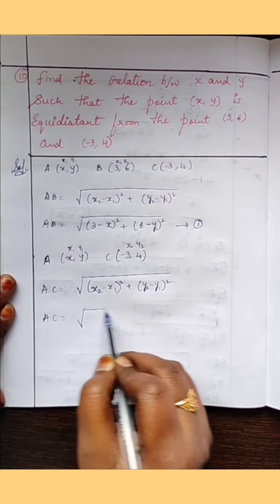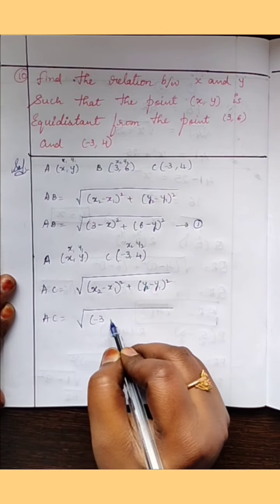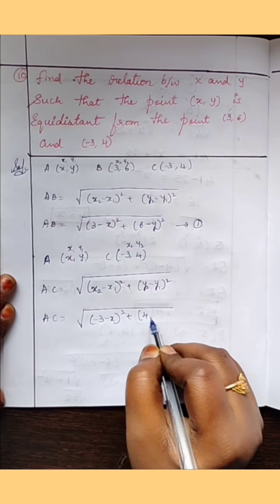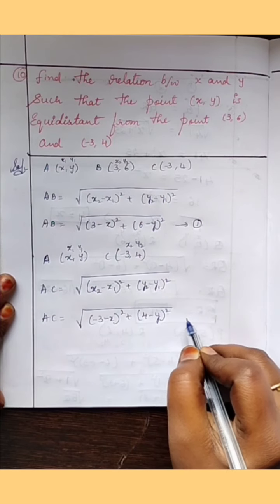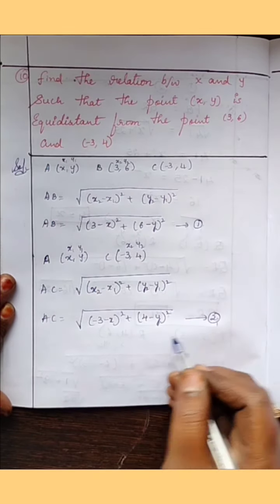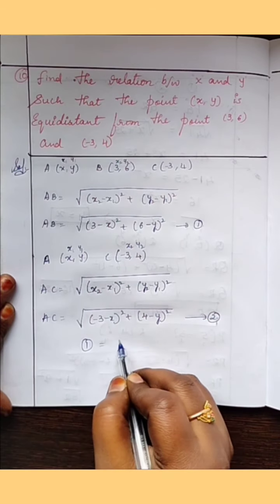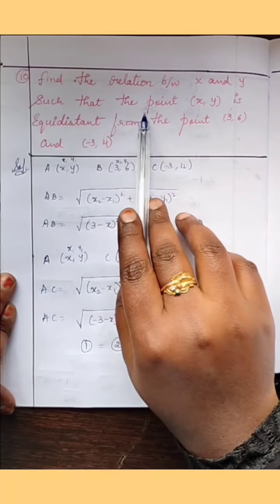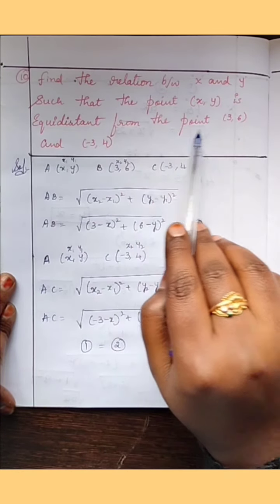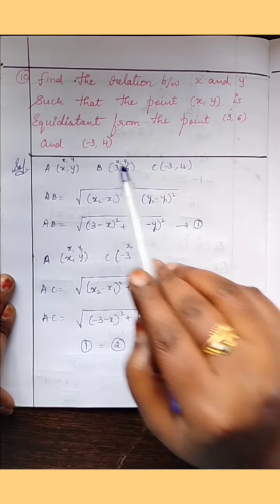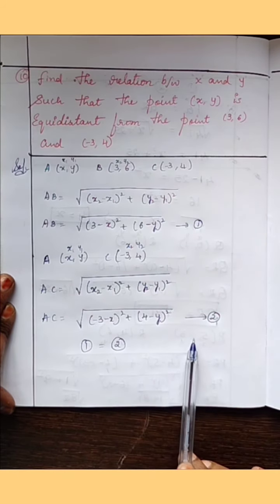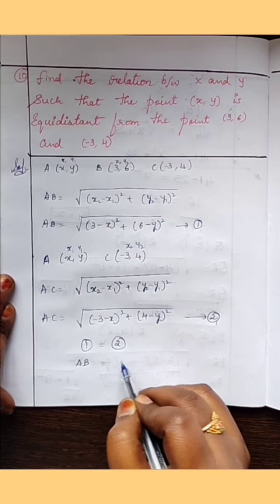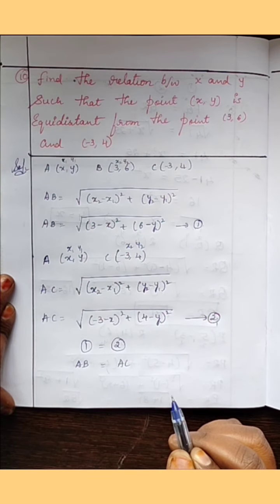AC equals root of, x2 value is minus 3, x1 value is x, whole square, y2 value is 4 and y1 value is y, whole square. Okay, now consider this as equation number 2. Now we can write equation 1 equal to equation 2. Why? In the question they have mentioned that the point (x, y) is equidistant from the points (3, 6) and (minus 3, 4). Hence we can write equation 1 equal to equation 2. Equation 1 is the AB distance and equation 2 is AC. Hence we can write AB equal to AC.